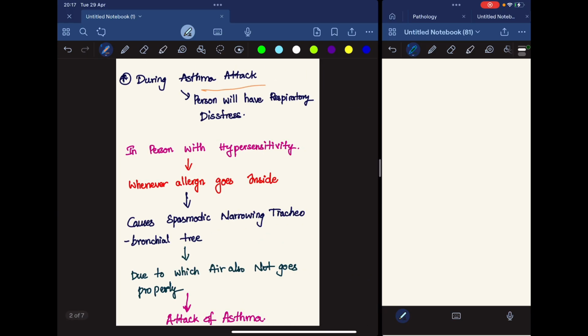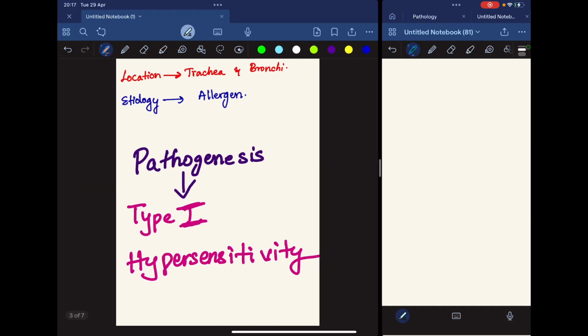During an attack of asthma, the person will have respiratory distress. So in a person with hypersensitivity, whenever the allergen goes inside, it causes spasmodic narrowing of the tracheobronchial tree, due to which air does not go properly. It will lead to an attack of asthma. So this is the definition and overview of asthma. The location is trachea and bronchi, and the etiology is allergen. The allergen is causing this entire process.